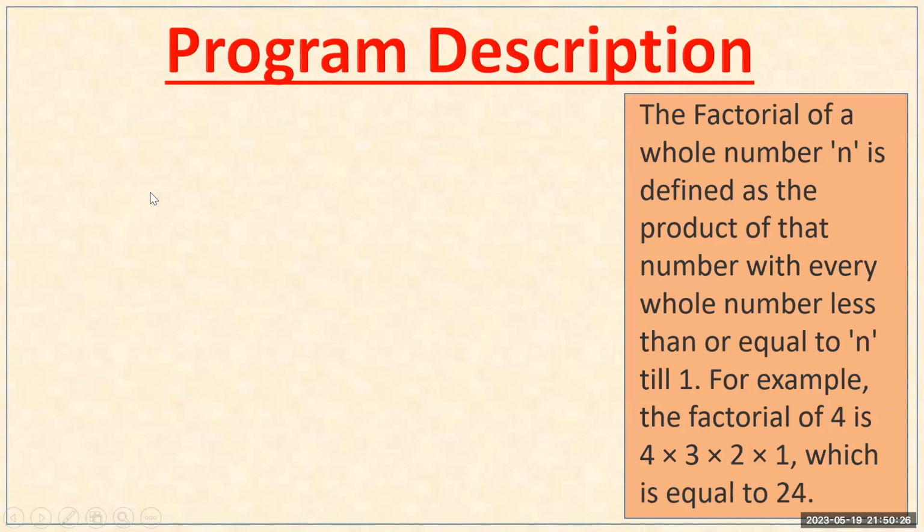The factorial of a whole number n is defined as the product of that number with every whole number less than or equal to n till 1. You can take the example of 4. The factorial of 4 will be 4, then less than 4 is 3, then 2, then 1. So you have to go down one less each time, till 1. So the factorial of 4 will be 4 multiply 3 multiply 2 multiply 1, so the factorial of 4 will be 24.